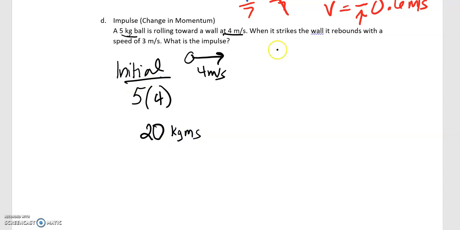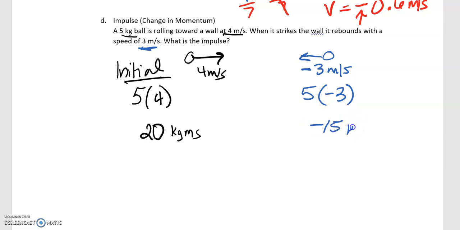Now, when it strikes the wall, it rebounds with a speed of 3 meters per second. Here, the rebound indicates that it's going in the opposite direction, so its velocity would actually be -3 meters per second. The mass of the ball doesn't change, so we would take 5 times -3, and we have a -15 kilogram meters per second. I left off my slash over in the other one there. And this would be our final momentum.